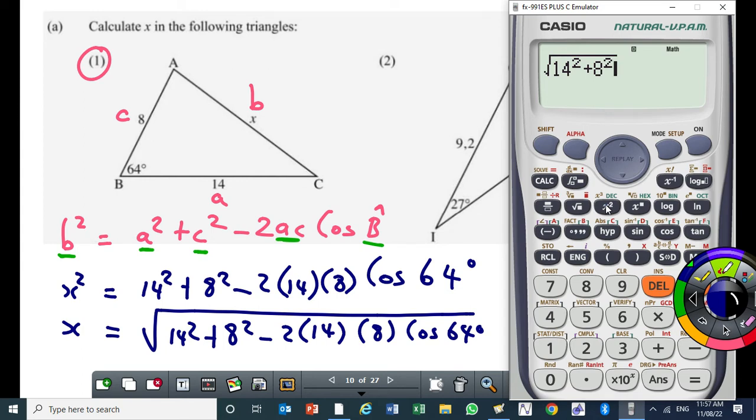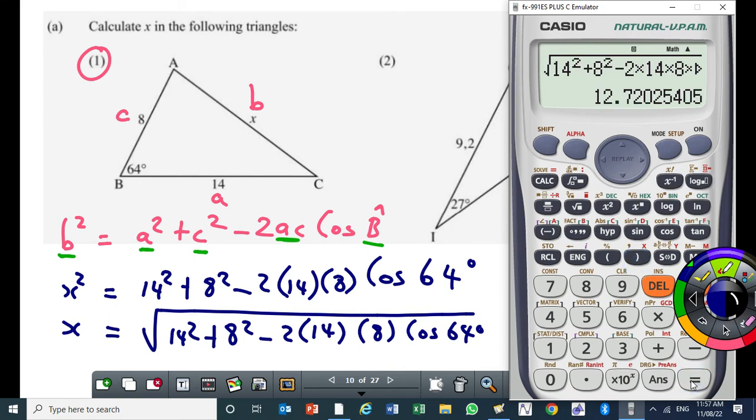Right? Minus. Okay. I'm sorry. I clicked something which I was not supposed to. Okay, minus, I think I clicked the equal sign by mistake. So it will be 2 times 14 times 8, then times cos. Now, cos of what? Cos of 64. So you put 64 there. Then you close the bracket. Then you press equal. Okay?